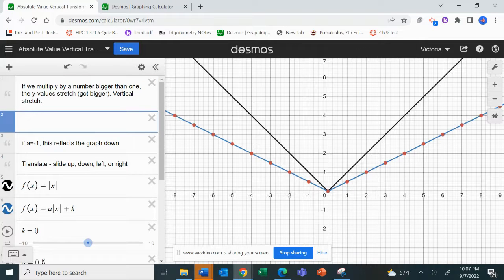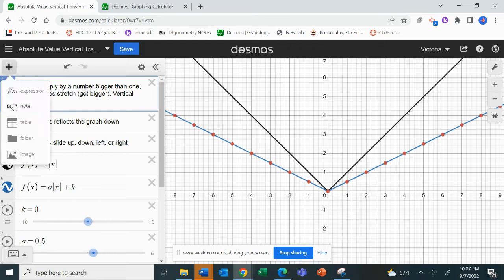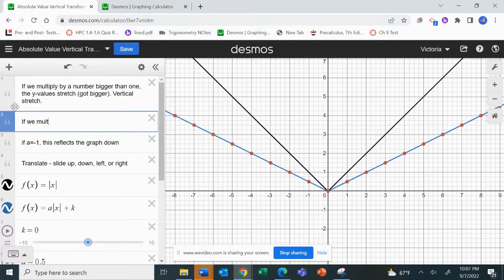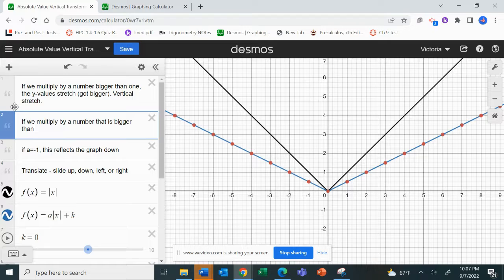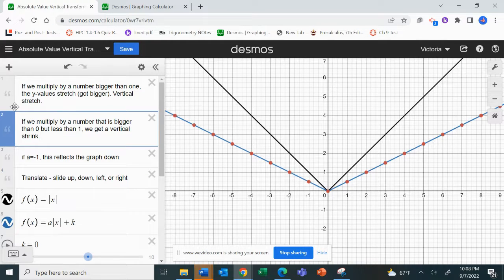We talked about what makes a number a vertical shrink. So if we multiply by a number that is bigger than 0 but less than 1, we get a vertical shrink. Now, I had to put that bigger than 0.